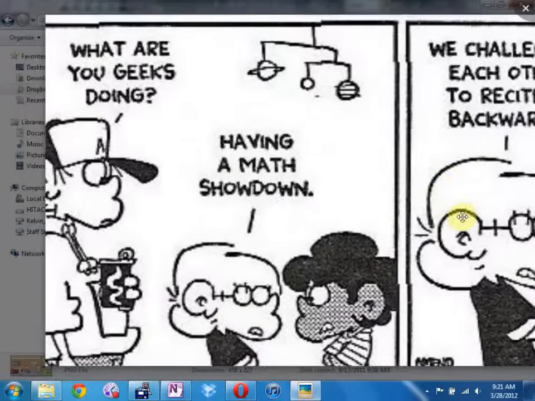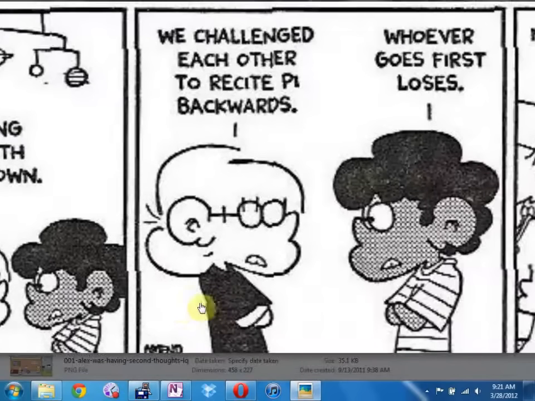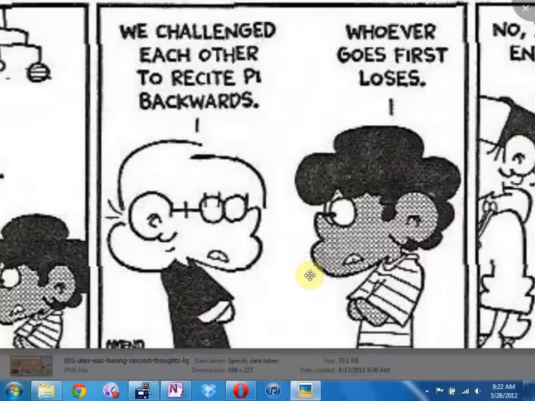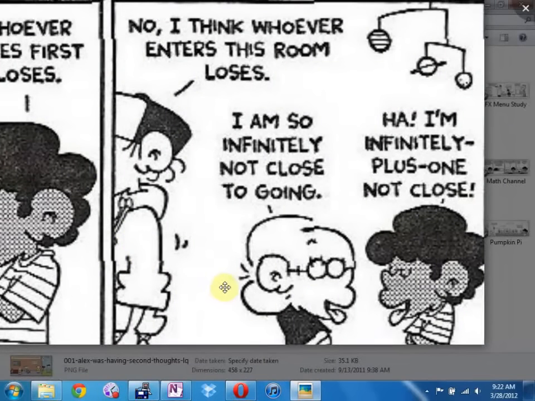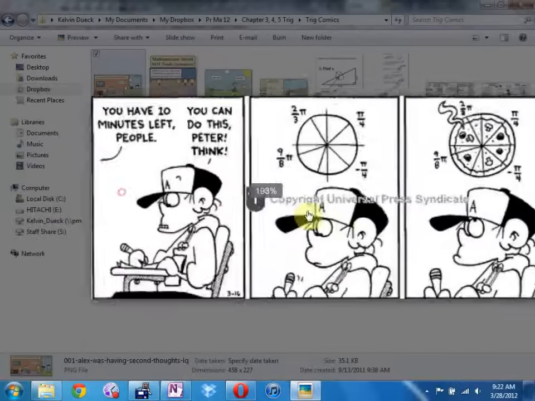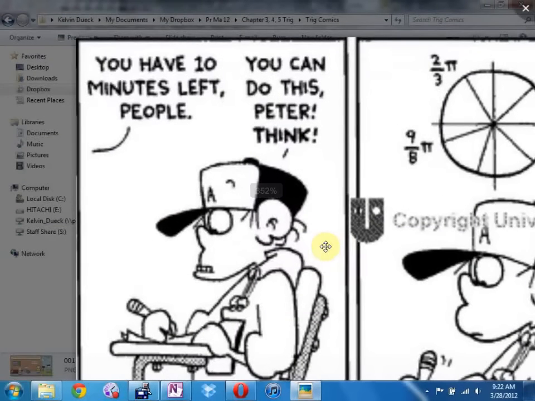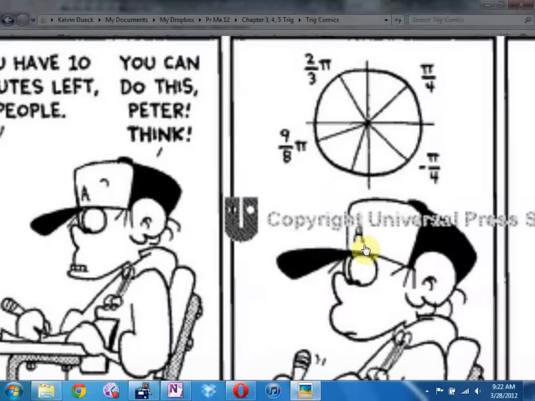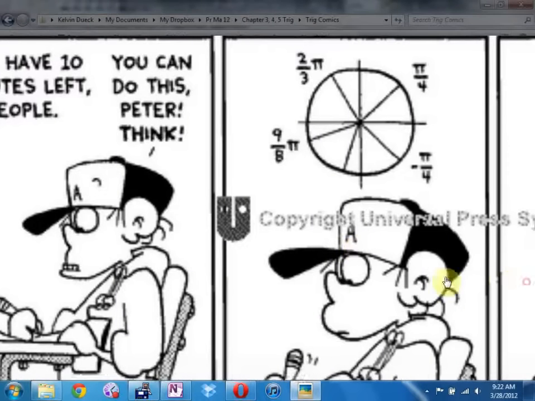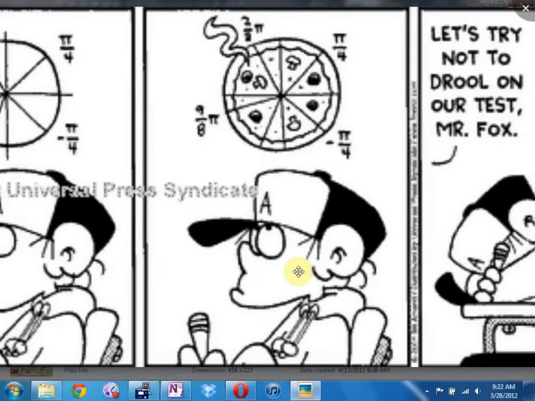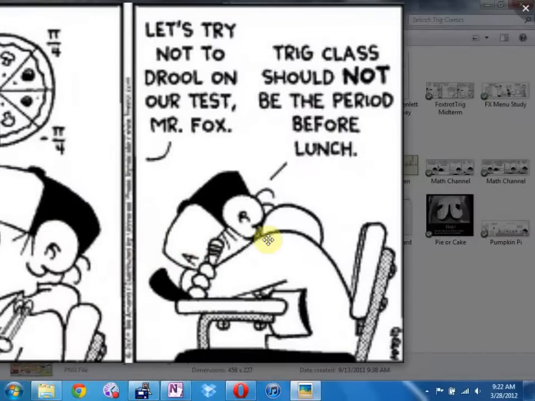What are you geeks doing? We're having a math showdown. We challenge each other to recite pi backwards. Whoever goes first loses. No, I think whoever enters this room loses. I am so infinitely not close to going. Ha! I'm infinitely plus one not close. You have 10 minutes left, people. You can do this, Peter. Think. Hey, he's writing a trig test. Let's try not to drill on our test, Mr. Fox. Trig class should not be the period before lunch. Tyson brought us Timbits today, so we don't have that problem.